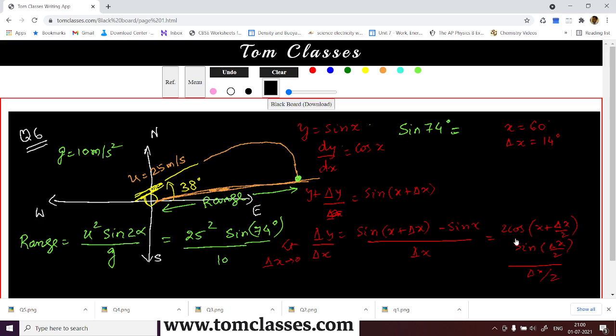So you divide by 2, and anyhow you will bring it down, so the limit as delta x tends to 0, this part will approach 1, this is 0, so it will give you cos x. There will be an error because this value is not exactly equal to cos 60 degree. But that is also an approach. Because delta x is quite large, it is giving a large error over here. So this value is equal to dy by dx.